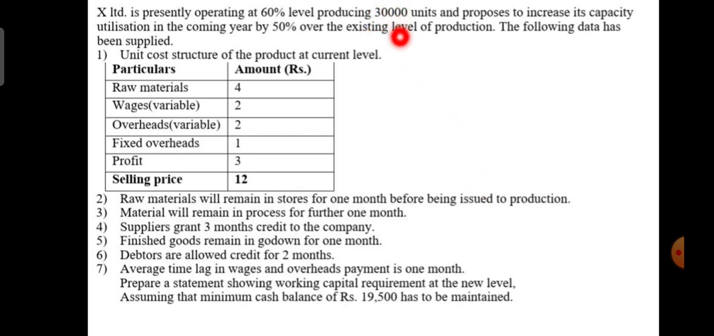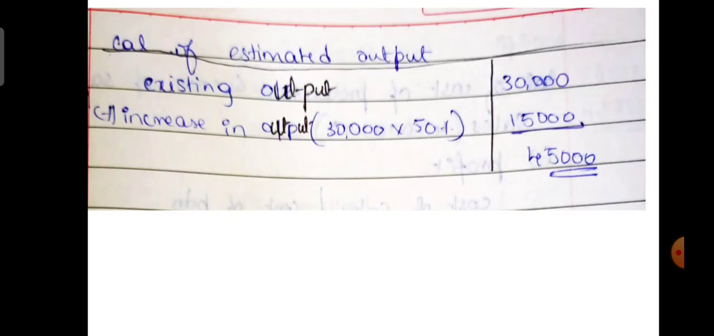New level is 45,000 units. Assuming that minimum cash balance of 19,500 has to be maintained. So cash is the current asset. Under current assets we have to write 19,500 as cash balance. Let's go for it. First we need to calculate the estimated output. Existing output is 30,000 units plus increase in output by 50%. So 30,000 into 50%, 15,000. So new level of output is 45,000 units.